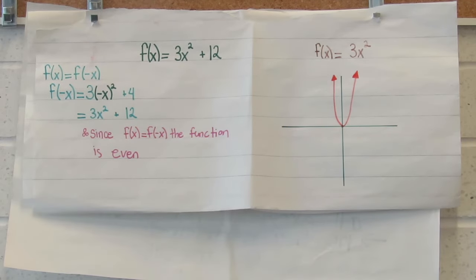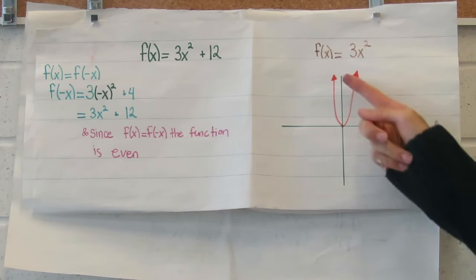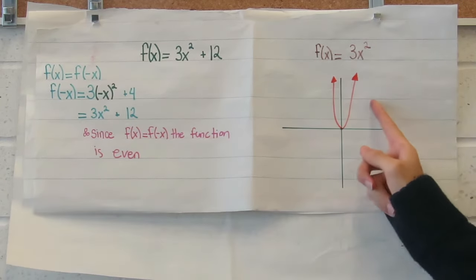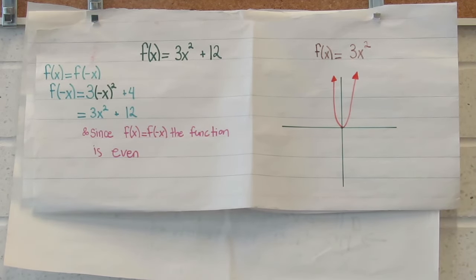Now we're going to move on to it being graphically. If we look at a function, let's say y is equal to 3x squared, we can see that this is a parabola. But if we look at the y-axis, we can see that it is the same on either side if we were to flip it. Because of this knowledge, we know that this function is going to be even.